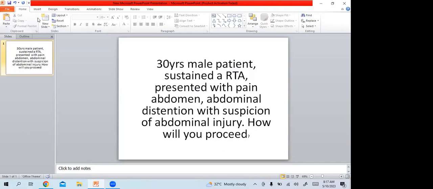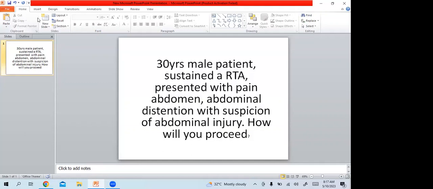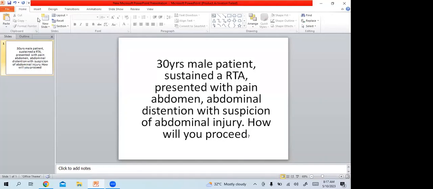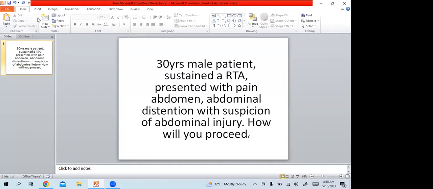So you consider your patient to be hemodynamically stable. And then you have already completed your EFAST, right? So what are your findings on EFAST in this particular patient? Sir, there is a collection in the hepatorenal pouch, sir. In the hepatorenal pouch. Okay, fine.